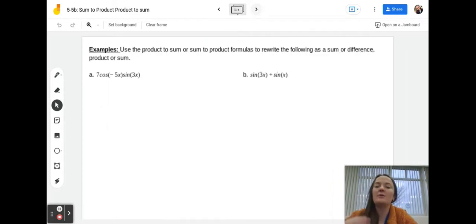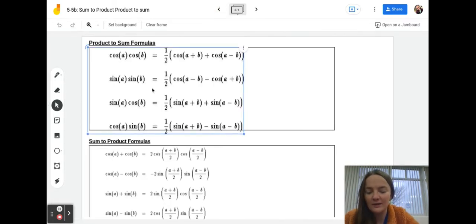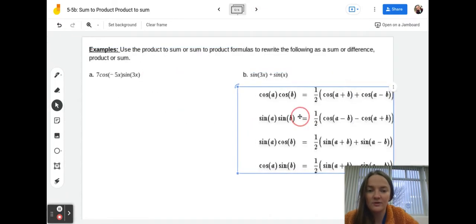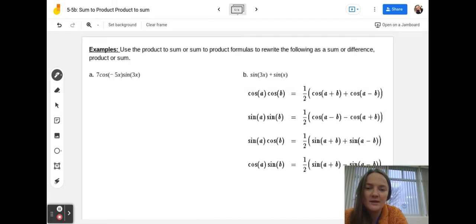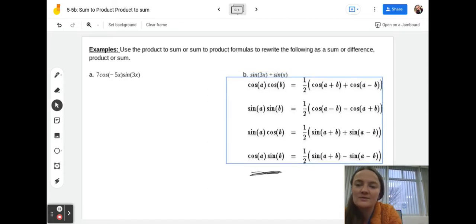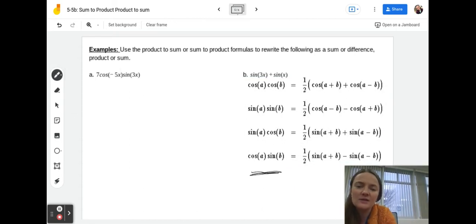It says, use the product to sum or sum to product formulas to rewrite the following as a sum or difference or product or sum. Well, the first one is written as a product, so I want to write it as a sum. So I'm going to take the product to sum formula, and that's what we're going to work on first. I can see that I have a cosine of something and a sine of something, so that looks like this last piece here. Order doesn't matter too much here, but let's go ahead and use this second piece. 7 is a constant, so I'm just going to keep it out front. I'm going to take it out of the situation.